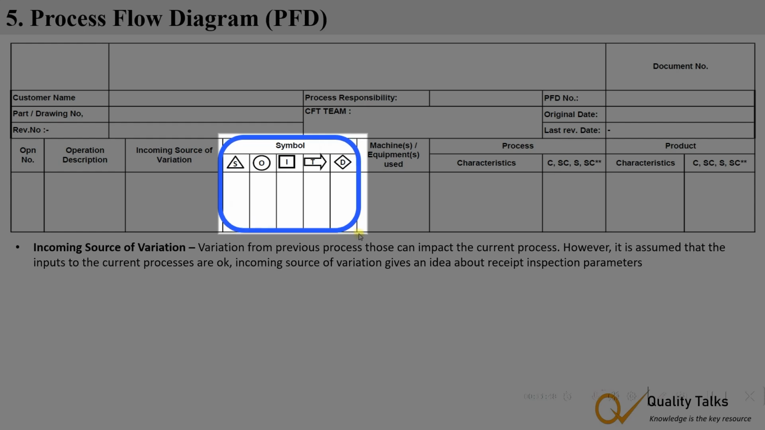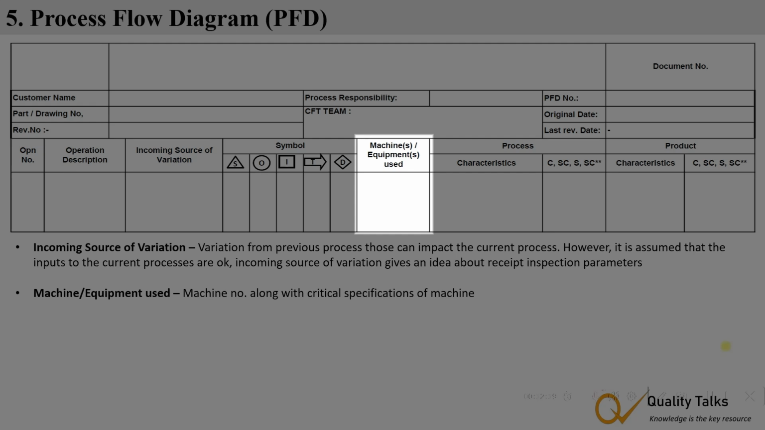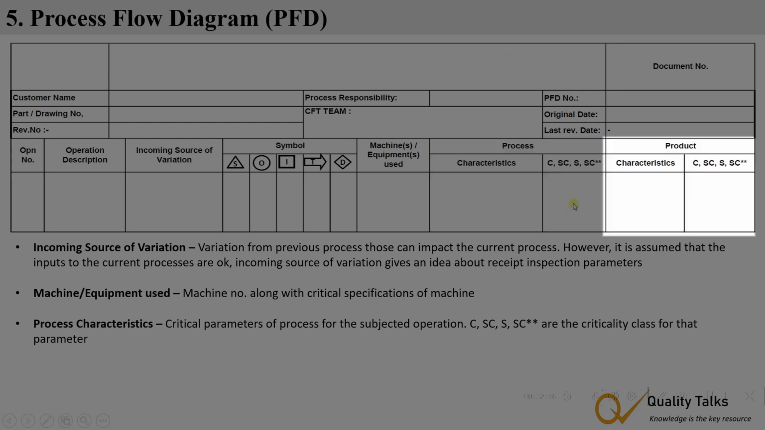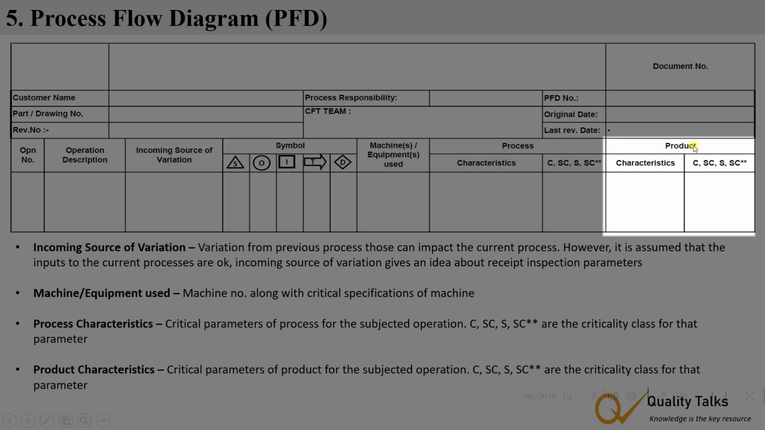Then you can see basic 5 symbols are here, and we have to give a flow here as we did in our exercise. Then in this column, machine and equipment number are being mentioned, which machines and specification of machine has to be mentioned here. Then process parameters are being shown here, and along with the process parameters, the criticality class is being mentioned here for the process parameter, and similarly for the product parameter for this operation.